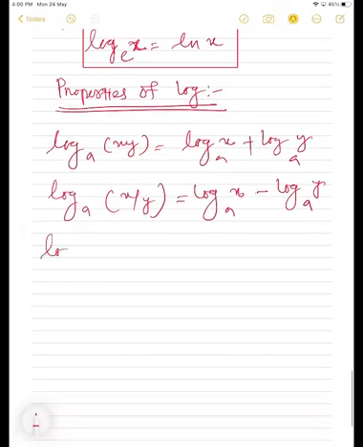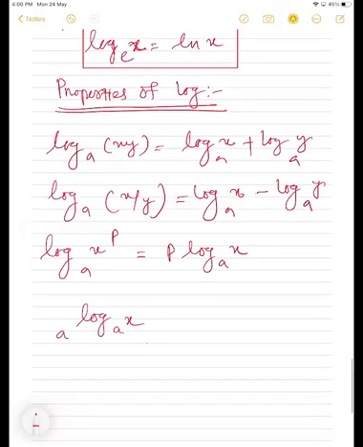Then if I'm writing log of x to the power p with base a, then you can write the power will be multiplied: p log x base a, correct? Yes or no? Then if I'm writing a to the power log base a of x, students, that will be x only, correct?